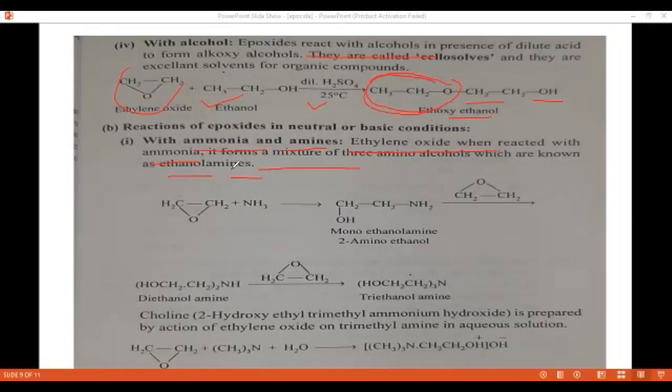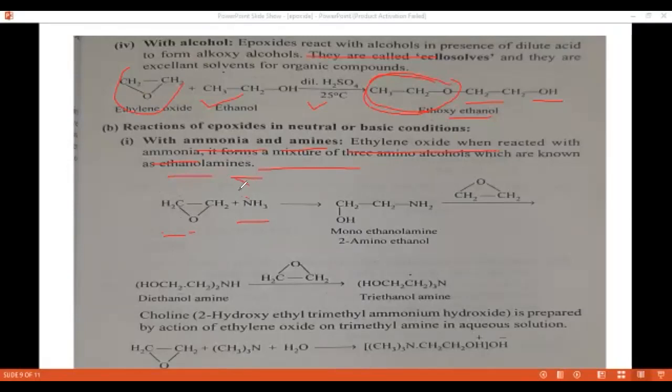In ethanolamines, amino alcohol means there are two functional groups: one is NH2 and the other is OH, amines and alcohols. There are 3 amino alcohols which are known as ethanolamines. Now the epoxide reacts with the ammonia. This ammonia acts as a base.